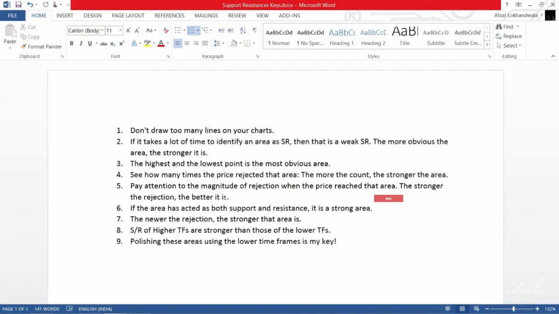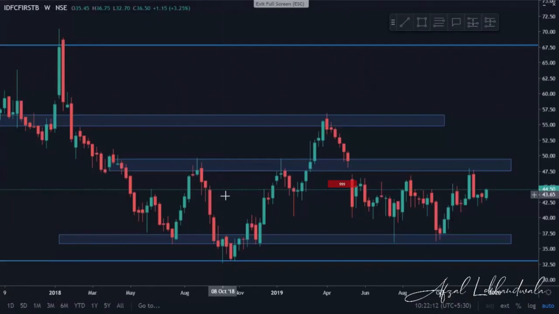Pay attention to the magnitude of rejection when the price reached that area. The stronger the rejection, the better it is. In this point, we are looking at the power of rejection, the magnitude of rejection when the price hit those areas. In the previous point, we looked at the count of rejections, how many times the area was respected. In this point, we are looking at the magnitude of rejection. Let us look at the chart to understand further. Let us see what a good magnitude of rejection is.